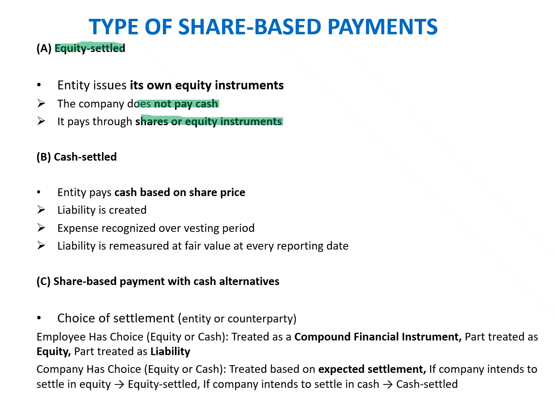Second is cash settled. So the entity pays cash based on the share price. Basically what we have to do is create a liability. Expense is recognized over the vesting period. The liability is remeasured at fair value at each reporting date.